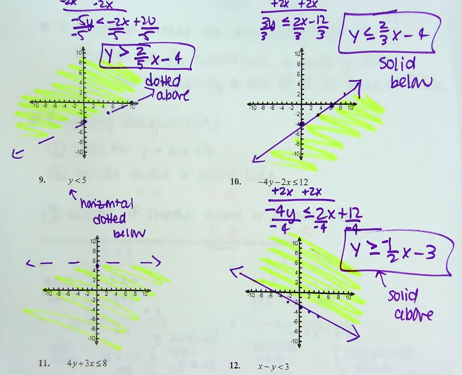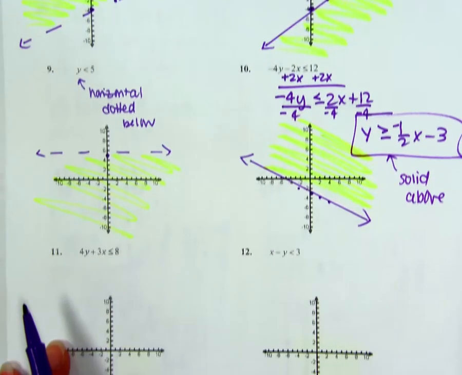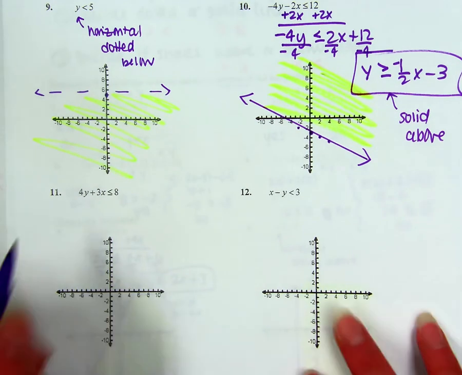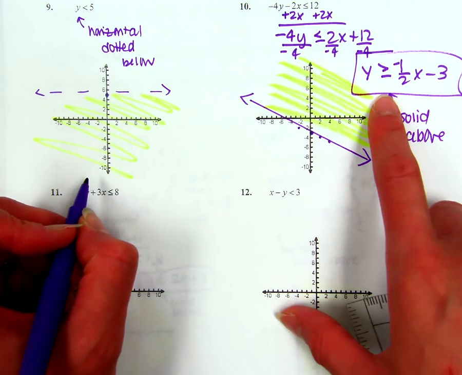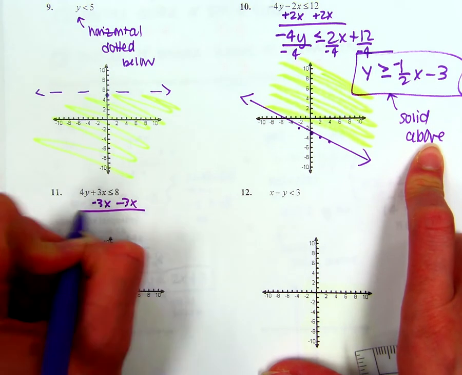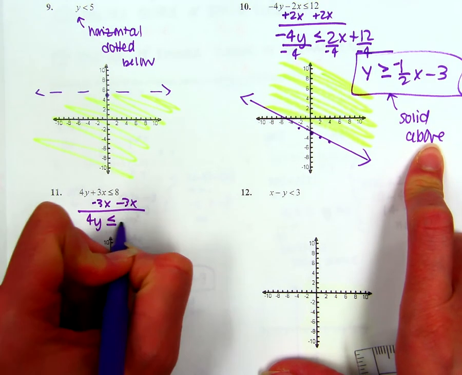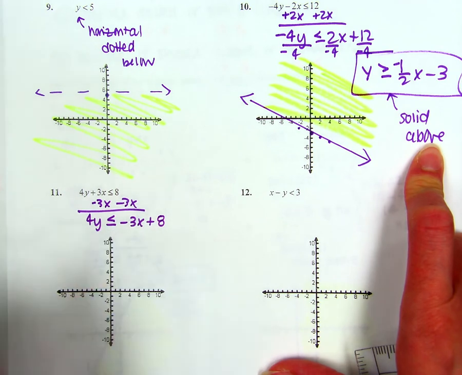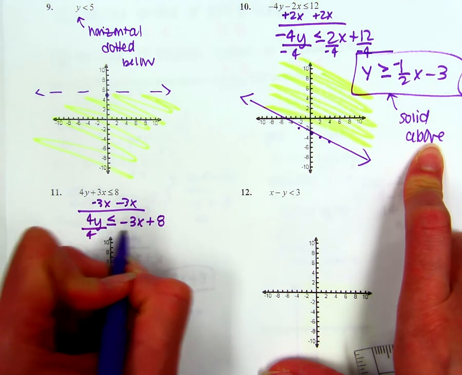Alright, so I'd say the most important thing is making sure you still know how to solve for y. That's a skill we have from Algebra 1, and then decide if it's dotted or solid and above or below. But if you can solve for y correctly, you can at least get more of the problem correct. If you can't solve for y correctly, then the whole rest of the problem is messed up.